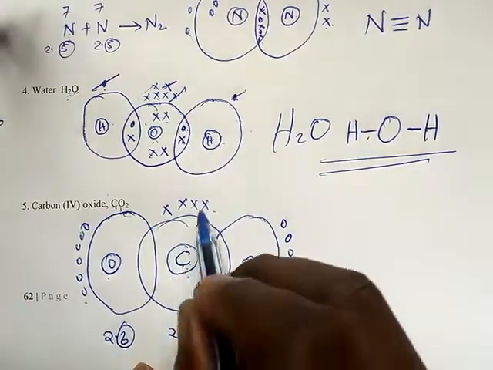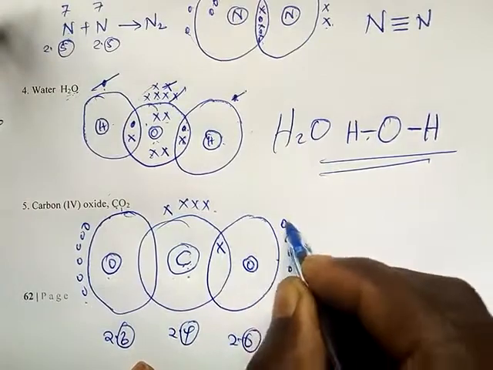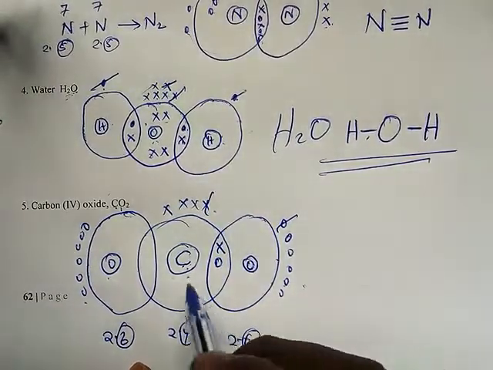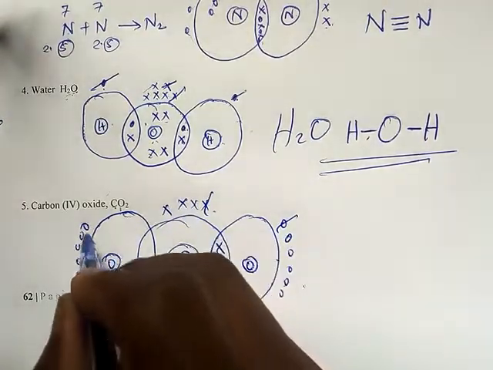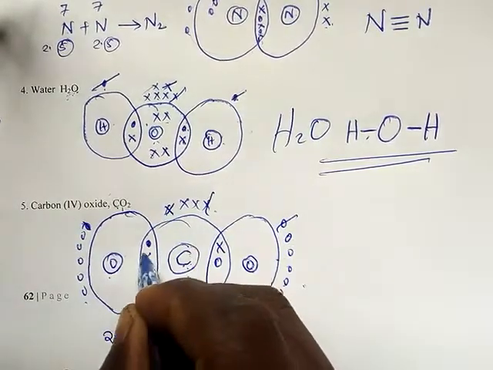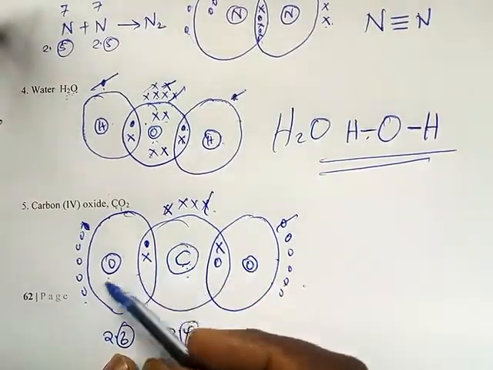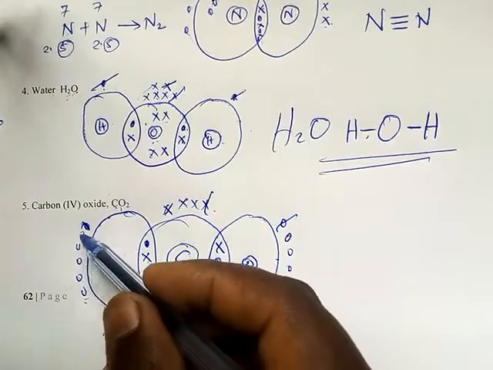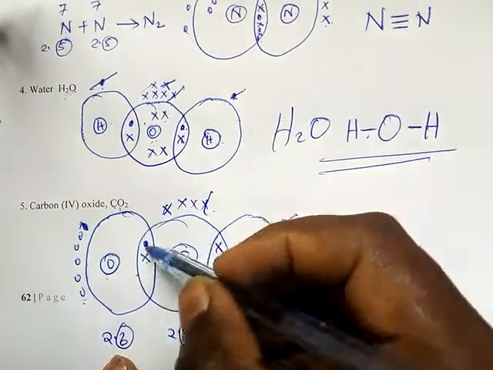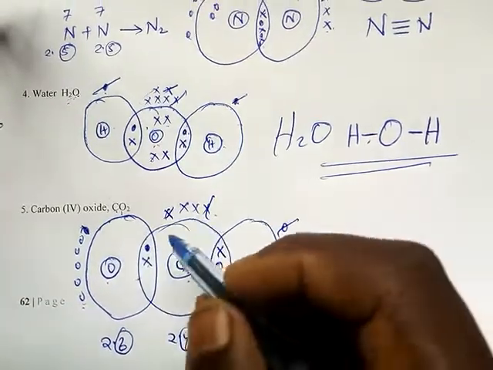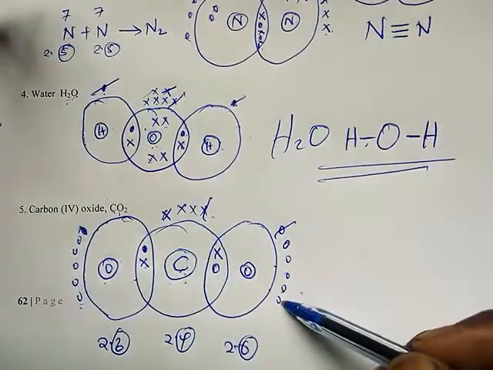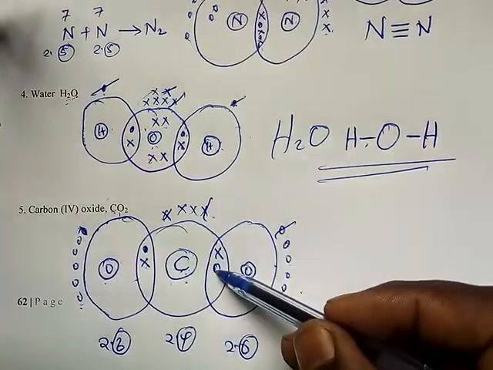Therefore, carbon provides 1 here. Oxygen provides 1. Right? We go to this side. This provides 1. This provides 1. So if you count for this now, 1, 2, 3, 4, 5, 6, 7. There were 6, now 1, 2, 3, 4, 5, 6, 7. For this, 1, 2, 3, 4, 5, 6, 7. It means it is not stable.